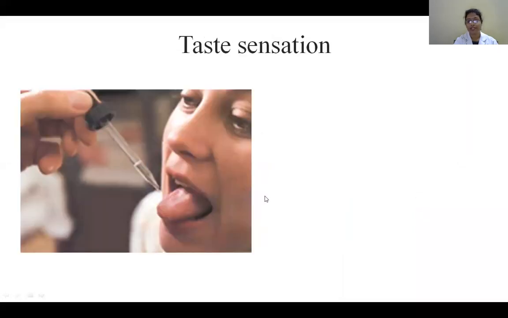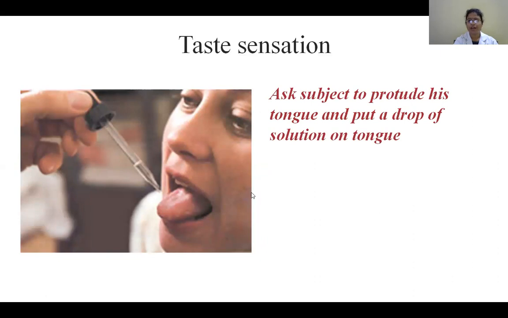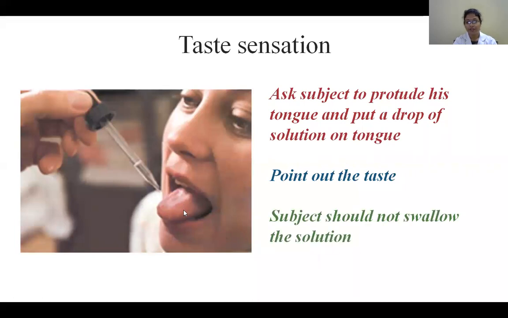So how do we assess taste sensation? What we do is we ask the subject to protrude his tongue outside and we put a drop of solution on one aspect. We have to divide into right side and left side. So for example, now you have started assessing the right side of the tongue. You will put a drop of solution on the right side of the tongue and then ask the subject to point out the taste which you have written on the paper. For example, you have used the sweet one. If he has perceived the sweet sensation properly, he will point out towards the sweet without gulping that solution inside.